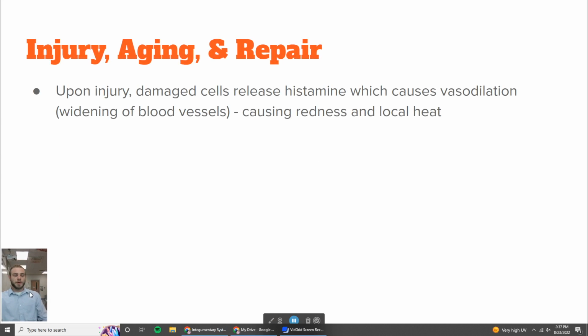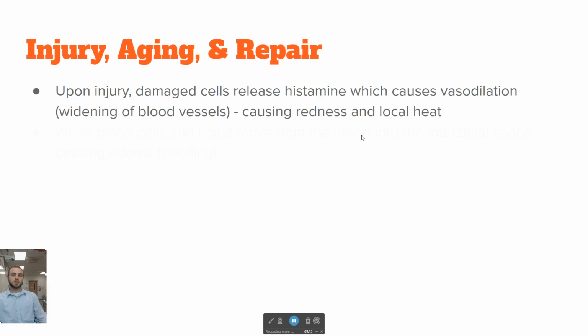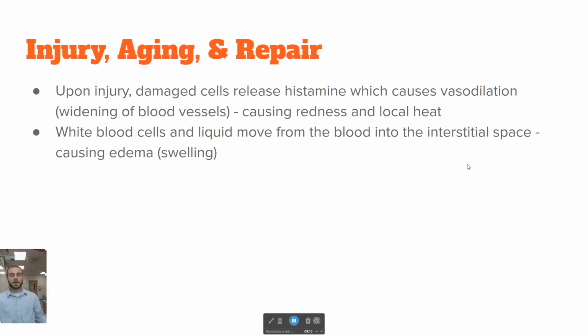And then a little bit to talk about tissue injury as well as the aging and repair process. When you are injured, damaged cells, especially mast cells, release histamine, which causes vasodilation. Vaso meaning vessel, dilation meaning widening. This is the widening of blood vessels, which causes redness as well as heat in the area, because you have all that blood flowing to that area since the blood vessels are wider, and blood is very warm. So that's where you get the redness, and that's where you get the heat.